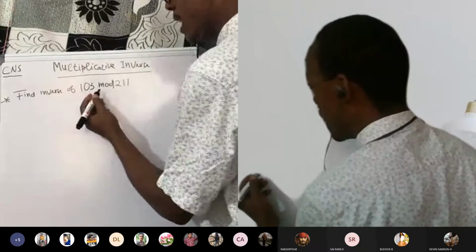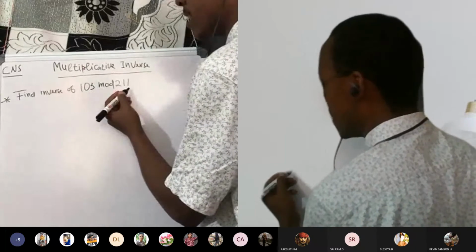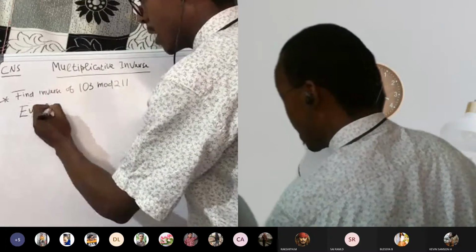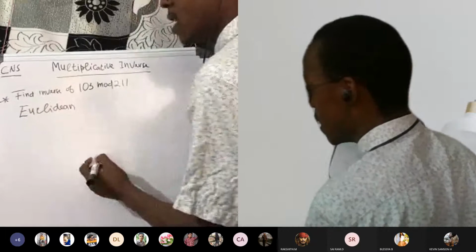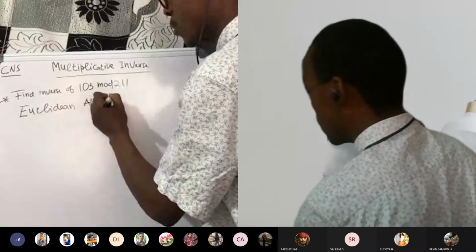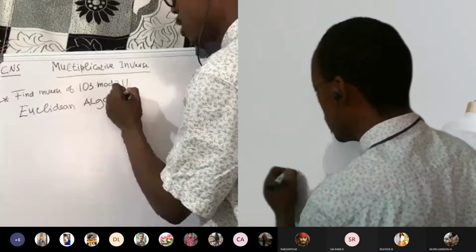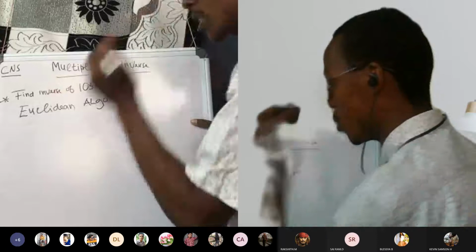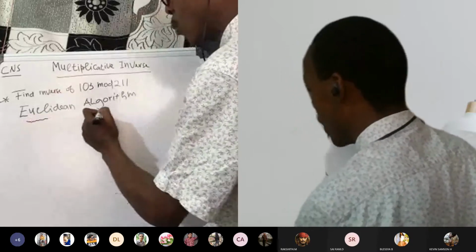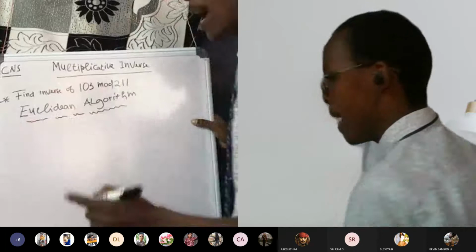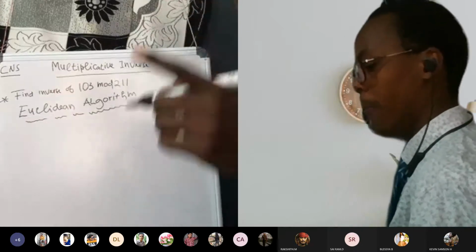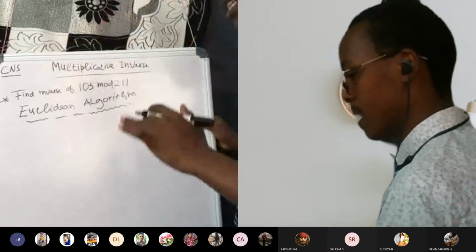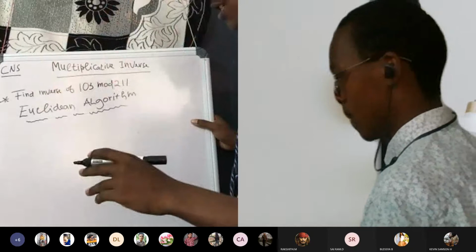We want to find if the GCD of these two integers is equal to 1. As you remember, we have the Euclidean algorithm, which is going to help us find the GCD. There are two ways of finding it. I'm going to use the second, but for the sake of understanding, let me start from the first and then come to the second. I don't want anybody to get lost.